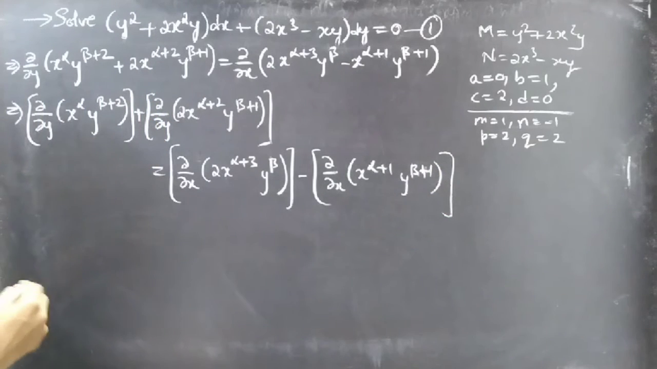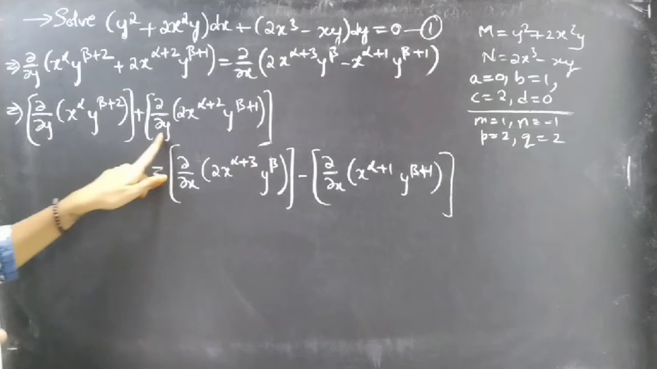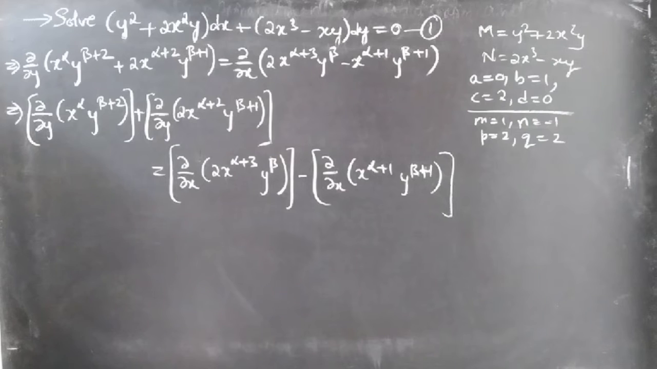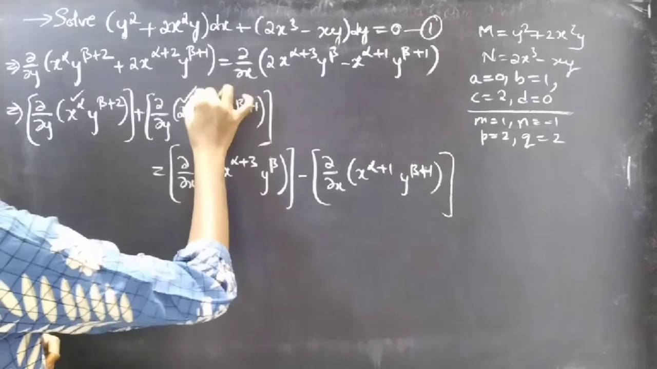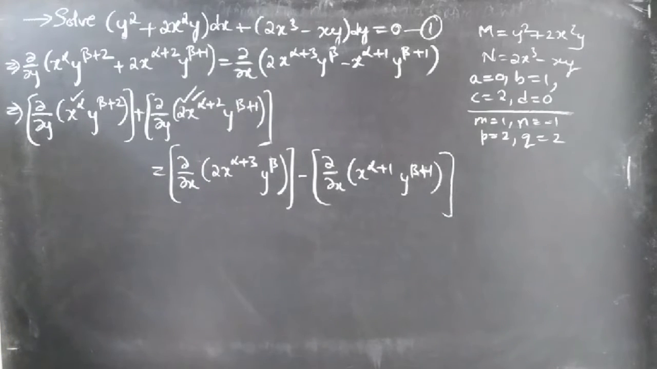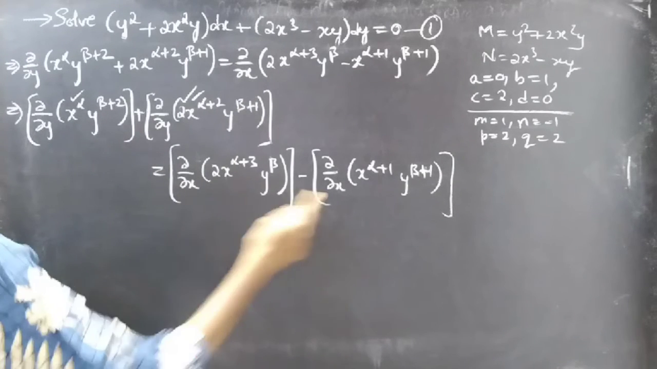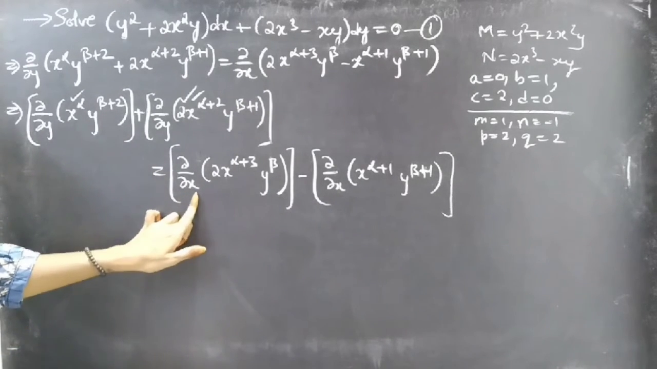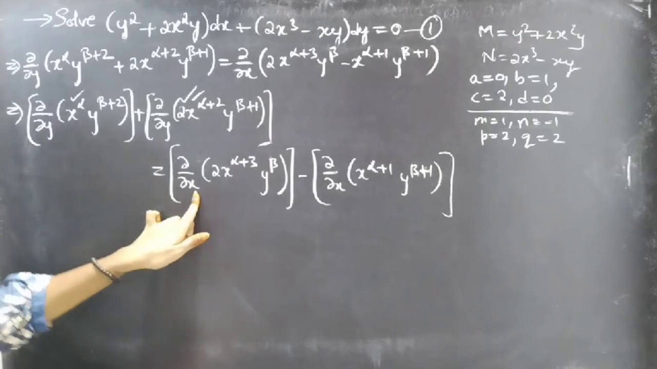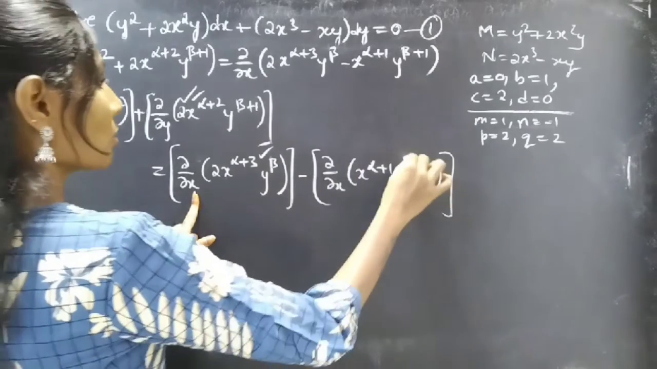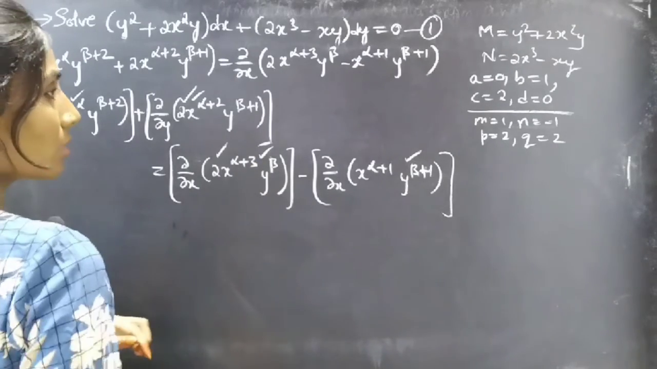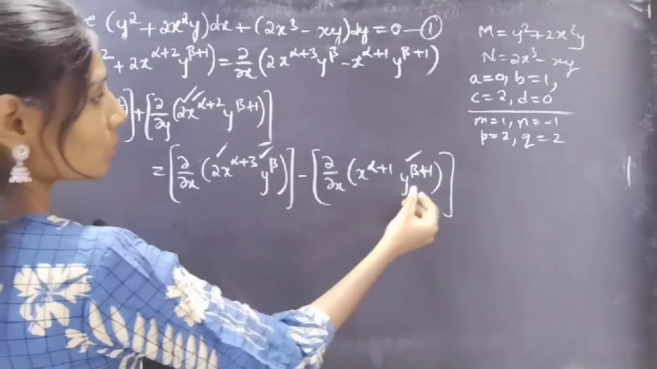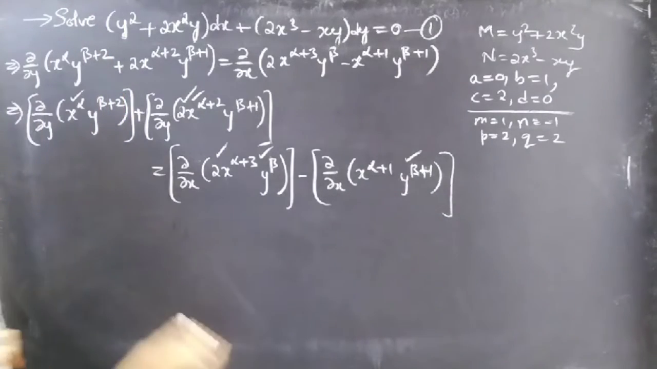In LHS, we are doing partial derivative with respect to y. So x is treated as constant in the first term, x power alpha is constant. In the second term, 2x power alpha plus 2 is constant. In RHS, we are going to find partial derivatives with respect to x. So we'll treat y as constant. So in the first term of RHS, 2y power beta is constant. In the second term of RHS, y power beta plus 1 is constant, right?